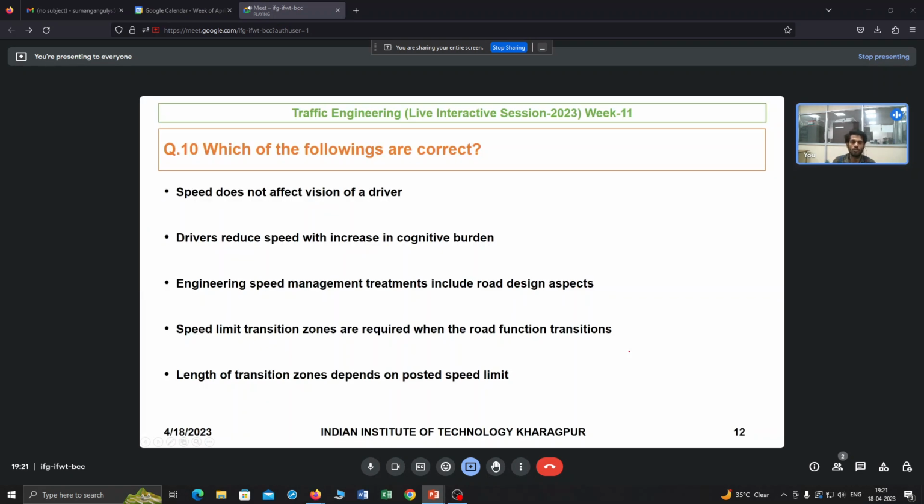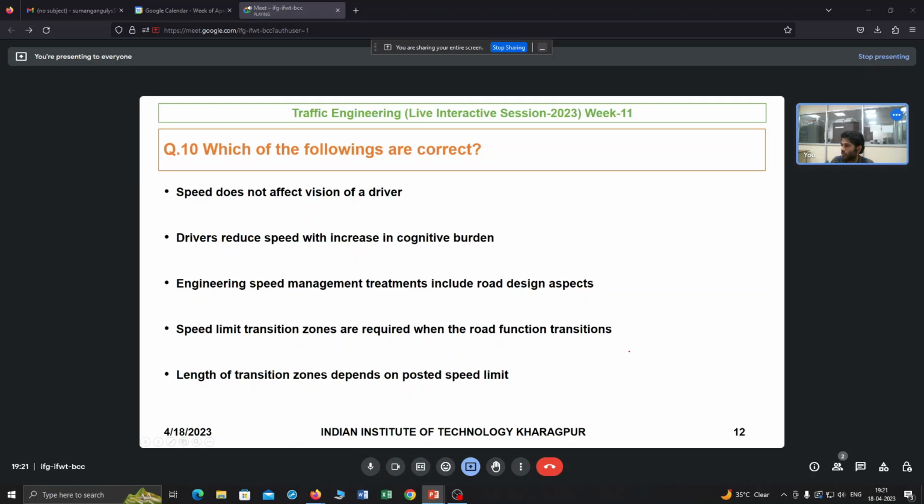So this is the last question from my side. After this, if you have anything, you can ask, or we will finish this. So the last question is, which of the following are incorrect or correct?